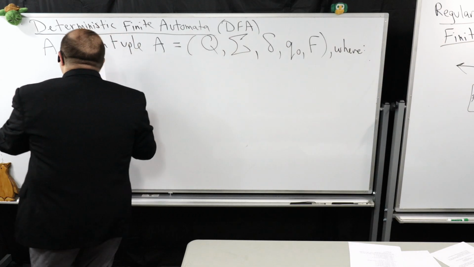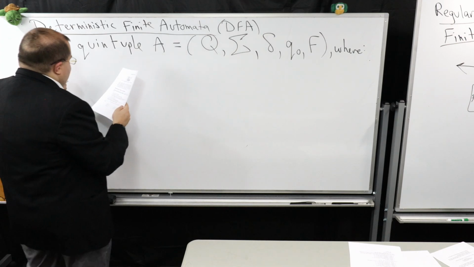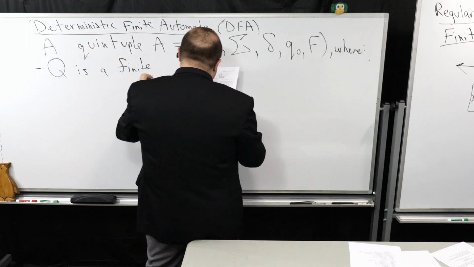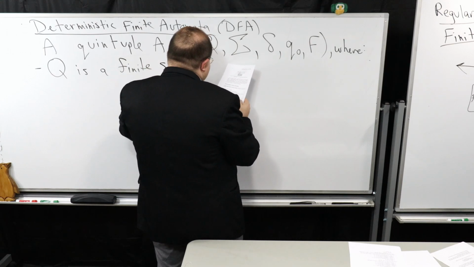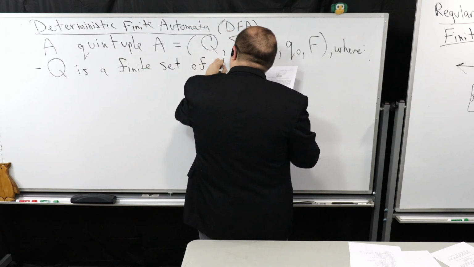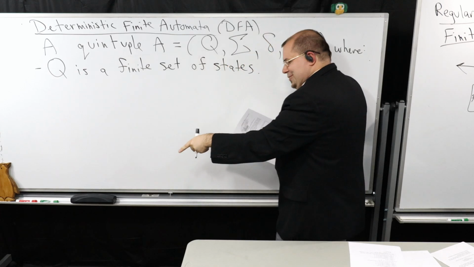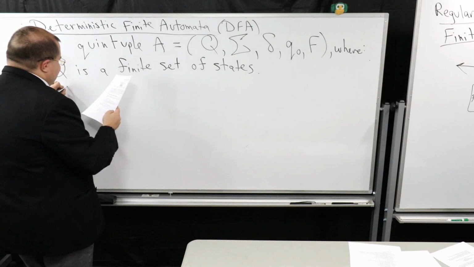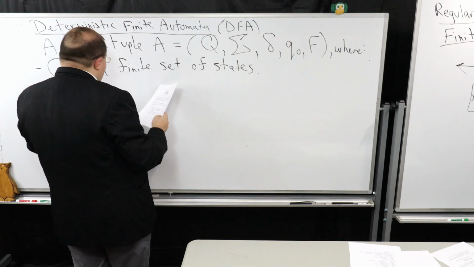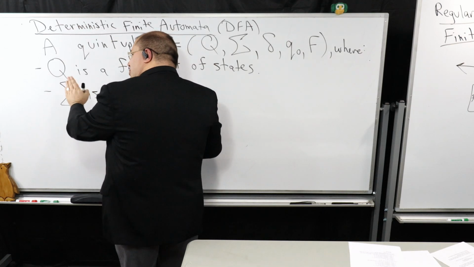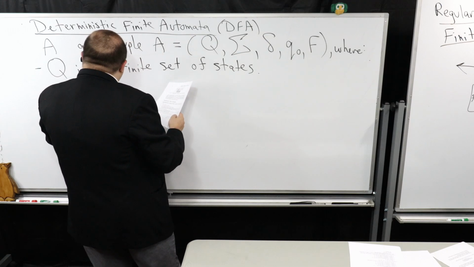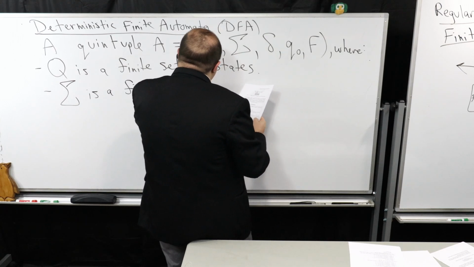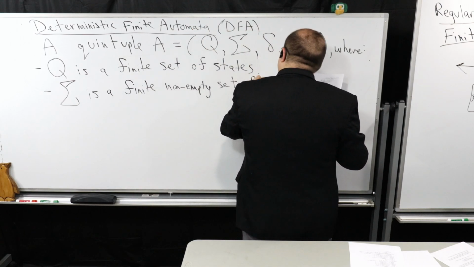Where we have the following. So Q is a finite set of states. Oh, my turtle fell. That's okay. I'll go get him after. Poor turtle fell down. Q is a finite set of states. Sigma, you might know what sigma is right away. That should correspond to your alphabet, right? Sigma is a finite, non-empty set of input symbols.